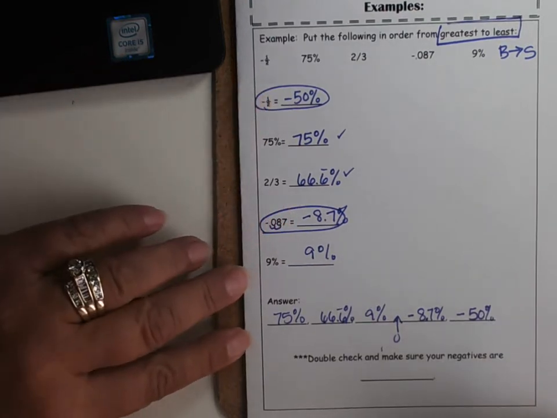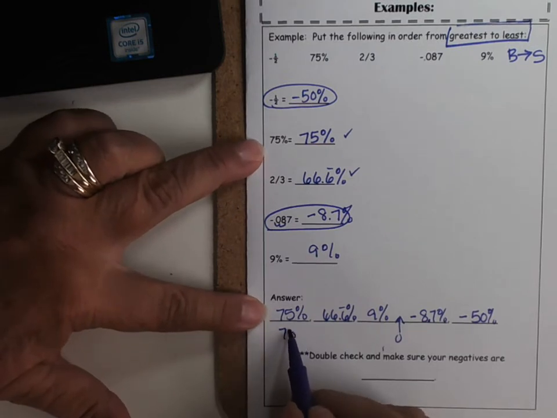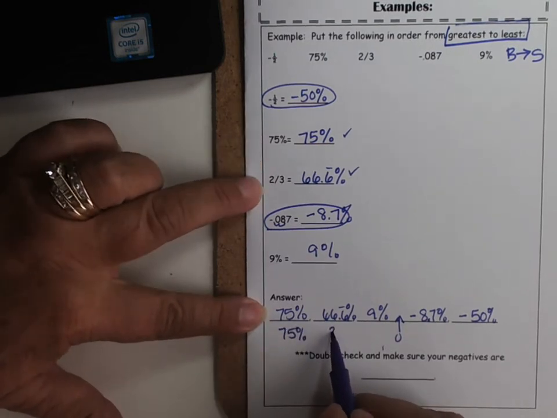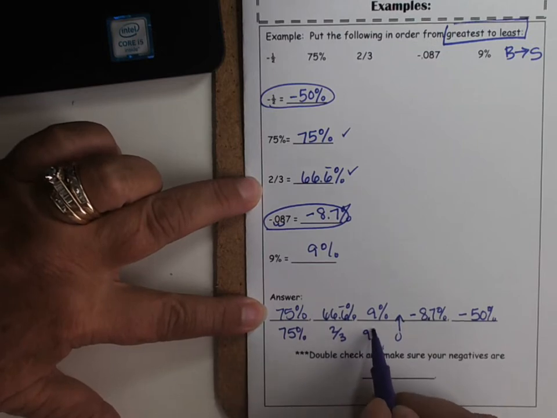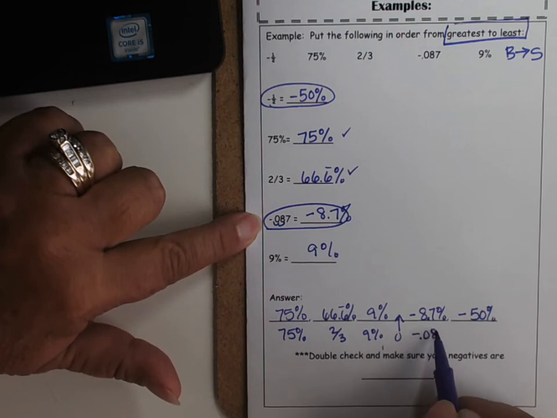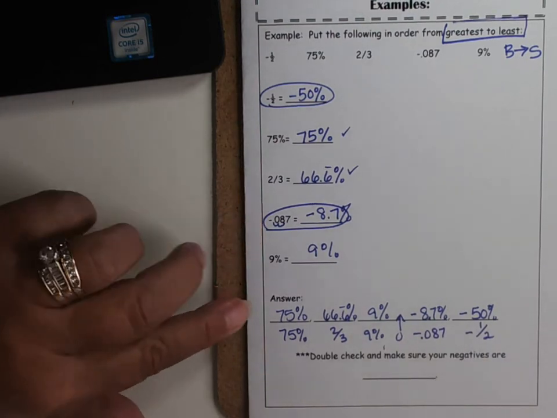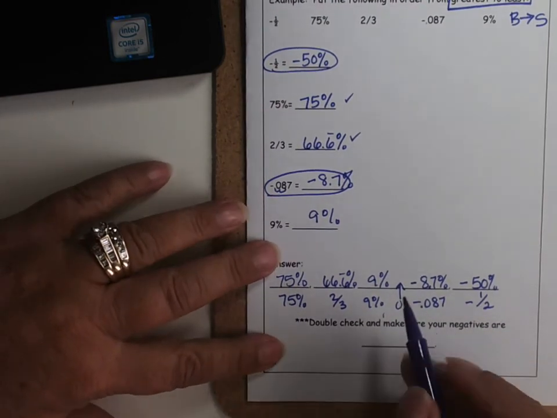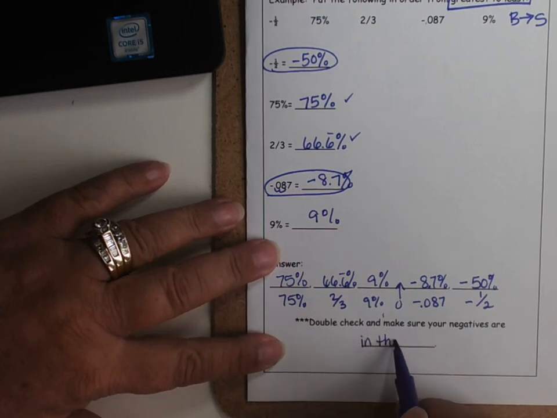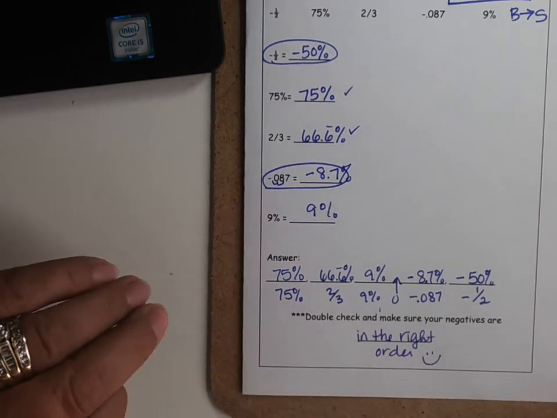Okay, so now go back and bring it back to its original. So 75%, 2/3, 9%, -0.087. That's pretty close to 0. And -1/2. All right, always double check and make sure your negatives are in the right order. All right, if you have questions, ask your teacher tomorrow.